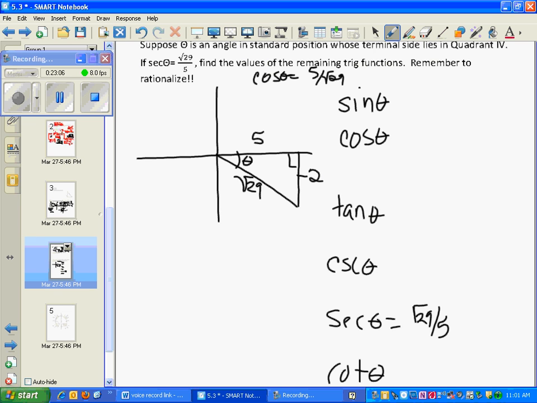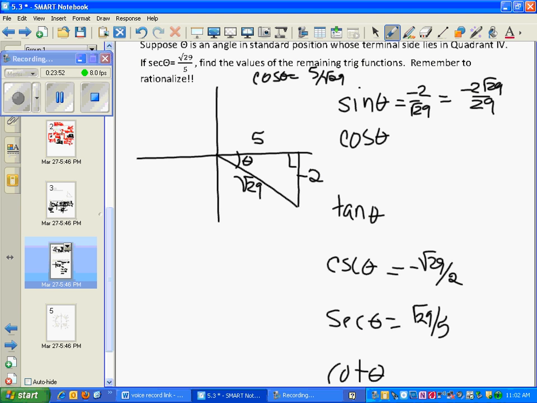The sine is going to be what? Okay, let's start out simple. It's negative 2 over root 29, which when we rationalize it is negative 2 root 29 over 29. Yes. And I always look at the unrationalized answer to come up with my reciprocal, because if I flip my rationalized answer, then I got to rationalize it again. So the sine is negative 2 over root 29, which means the cosecant is negative root 29 over 2. See how that works? Emma?